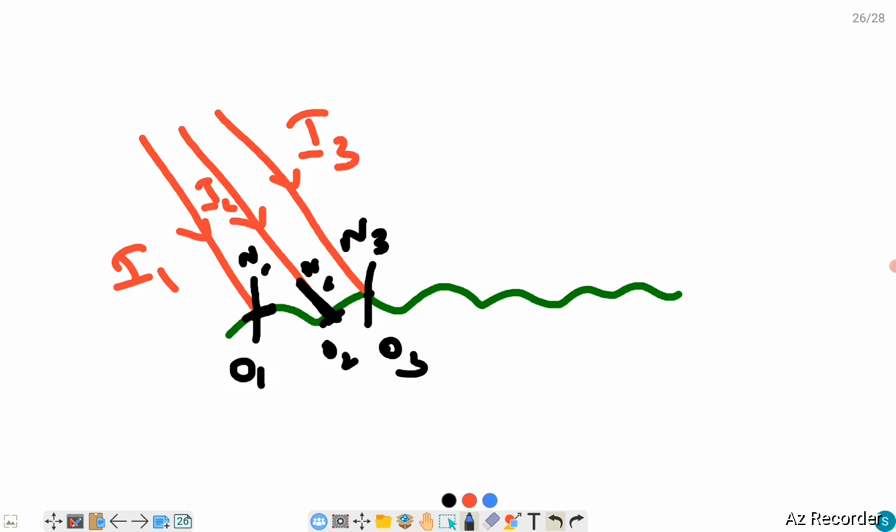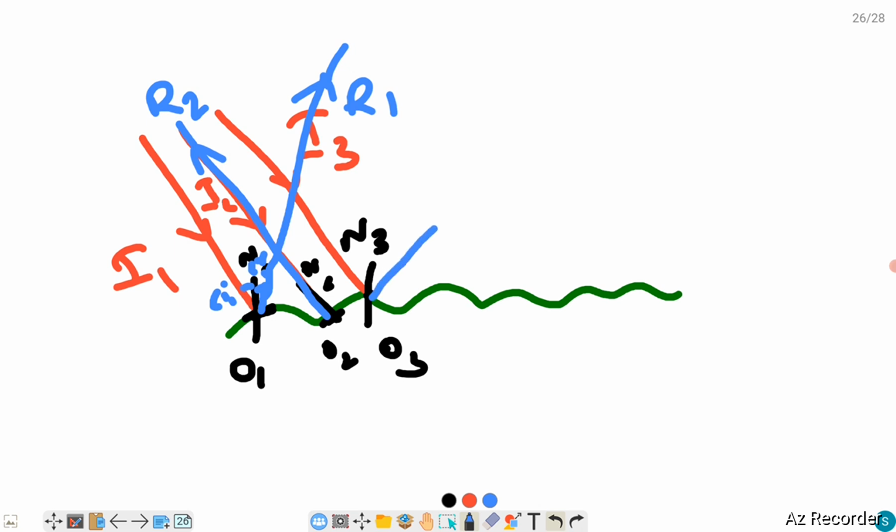Now first N1, this is I1, then I2. R1 we draw first. This is the first reflected ray and this is the angle of reflection for the first ray, R1. Now where will be the reflected ray for the second incident ray? When this is normal incidence, it must be here only on the same. This is R2. Understood? Now where will be the third reflected ray? Here.